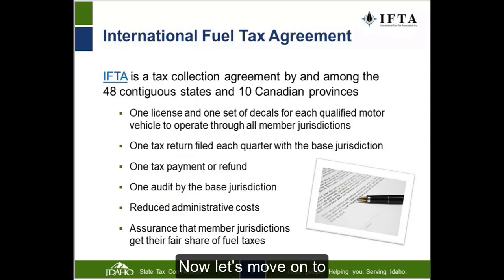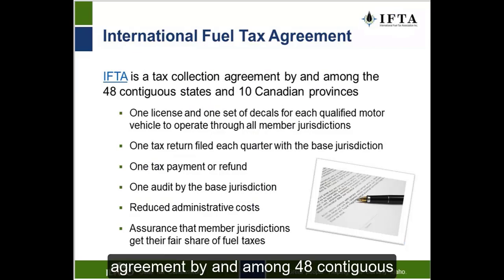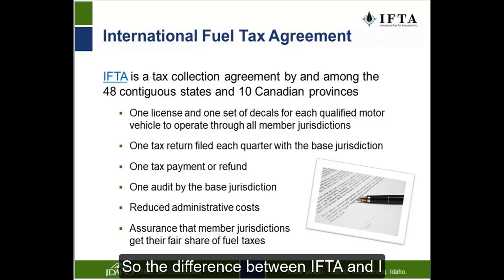Now let's move on to the International Fuels Tax Agreement. So IRP is registration fees, just like you register your car, and then we apportion those fees out to the member jurisdictions that you travel in. And IFTA is tax. IFTA is a tax collection agreement by and among the 48 contiguous states and 10 Canadian provinces. The difference between IFTA and IRP as far as member jurisdictions is that DC is not a member of IFTA.